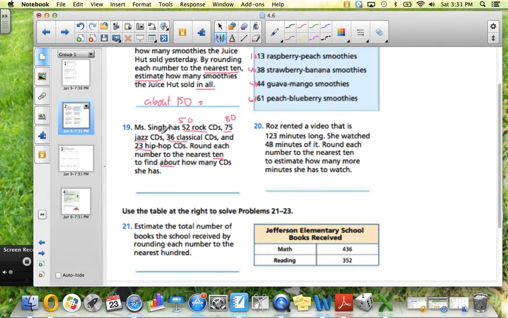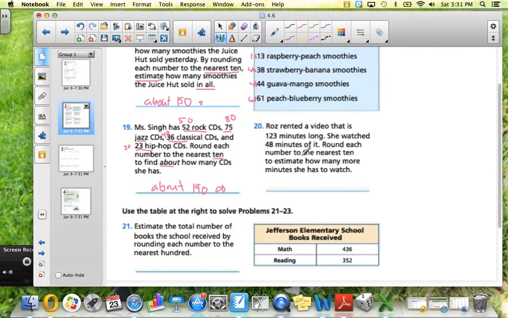36 would round up to 40. And I always write it down because I know I'm going to be adding them all together, and I don't want to forget what I rounded it to. And 23 will be 20, round down. And that's it. Okay, so if we add them all together, we get about 190 CDs. Don't forget your label, it's so important.